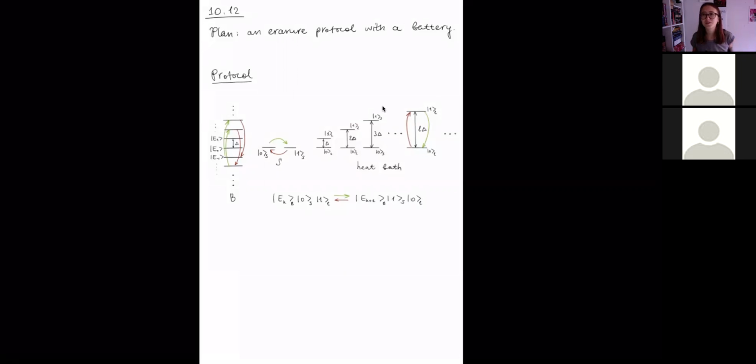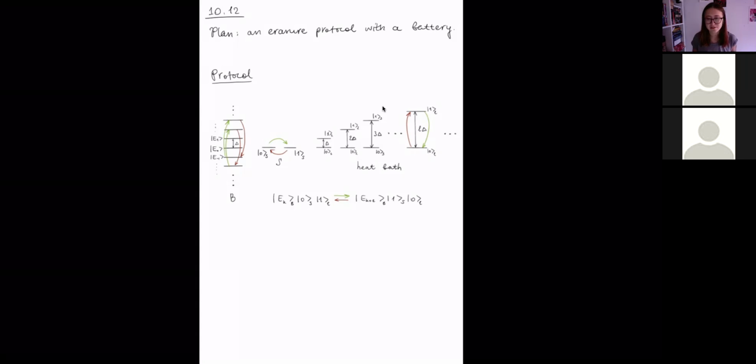Okay, good morning, everyone. Let's start with our exercise class, the second to last exercise class. In this exercise class, I'll just look at the problem in the exercise sheets for this week. There is only one problem essentially, and it is about the erasure protocol of a qubit with a battery.